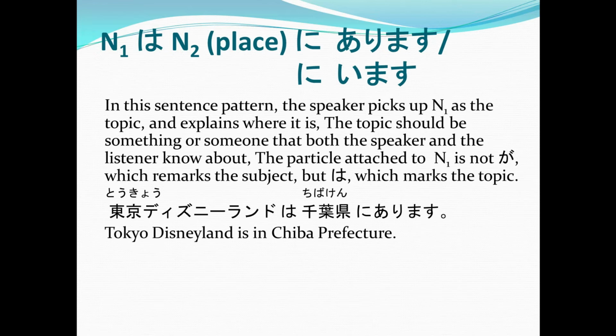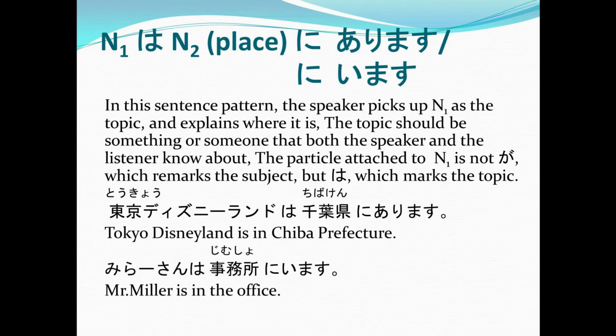Now, next example, we have Mira-san wa jimusho ni imasu. Again, Mira-san wa jimusho ni imasu, or Mr. Miller is in the office. So, in this sentence pattern, noun 1 is Mira-san because he is the topic, and jimusho is the noun 2, or the place where Mira-san exists. Of course, his existence is denoted by the word ni imasu.